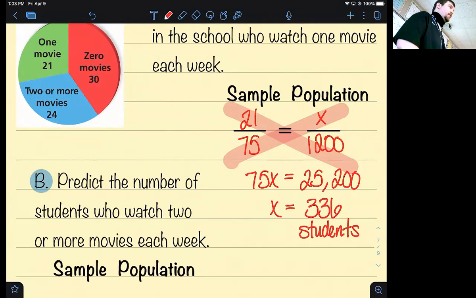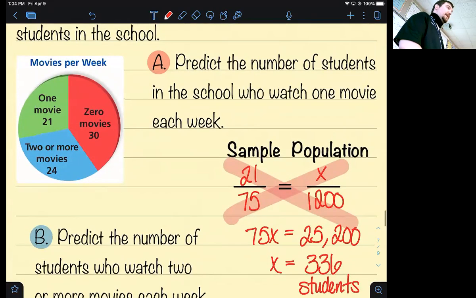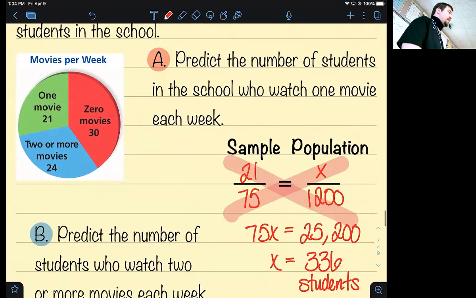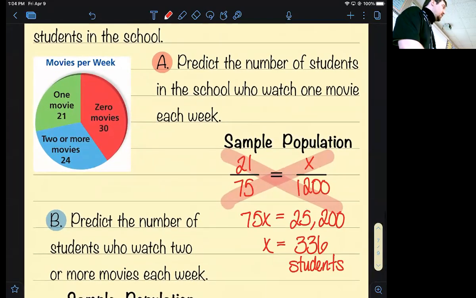Again, I can't ask all 1,200 kids, but I can ask 75. Maybe not in one day, but in a couple of days I could get to 75. And as long as I do it randomly and I don't ask the same person twice in those 2 days, then I would be fine. This would be a good survey and I'd have good results from that prediction.